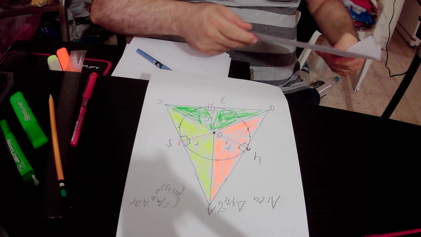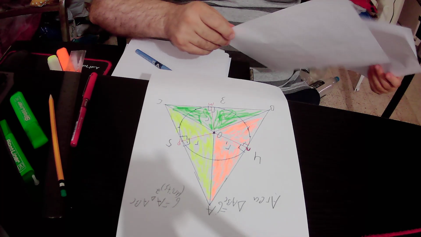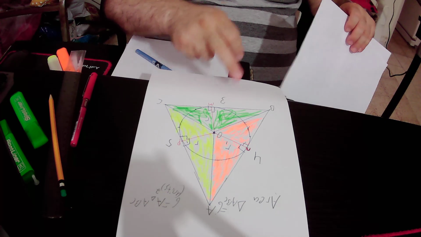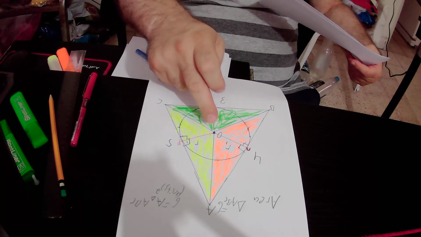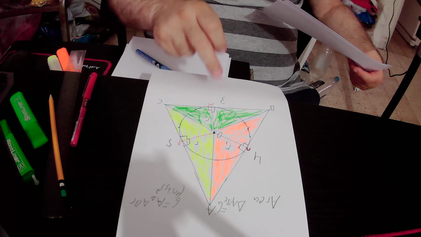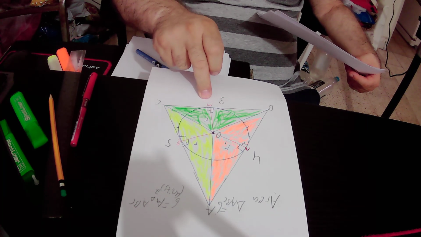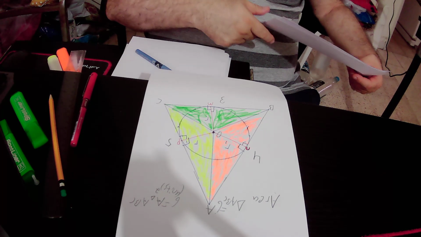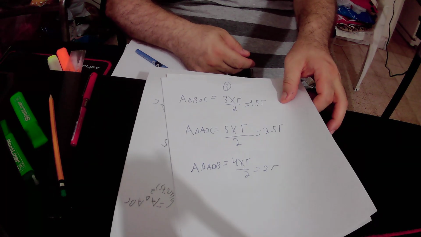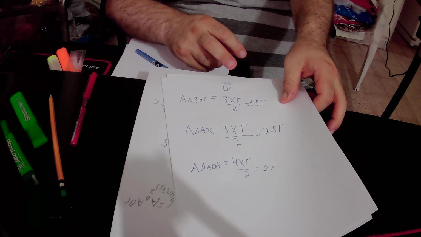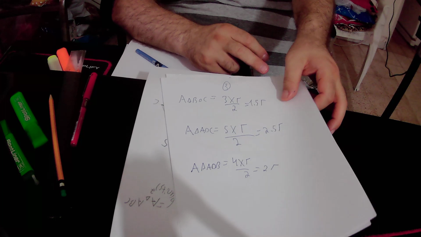So we use this formula in order to find out the area of the green triangle. The area of the green triangle equals the base of the green triangle, that is 3 units, times the height to the base, that is actually the radius of the circle, because the radius creates 90 degrees with the base. So the area of the green triangle equals 3 times the radius divided by 2, or 3 over 2 equals 1.5, so the area of the green triangle equals 1.5 times the radius.